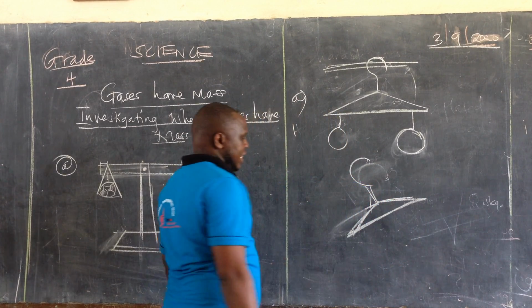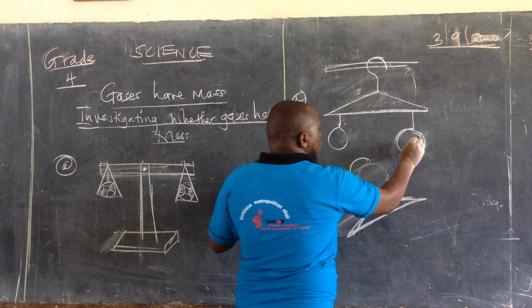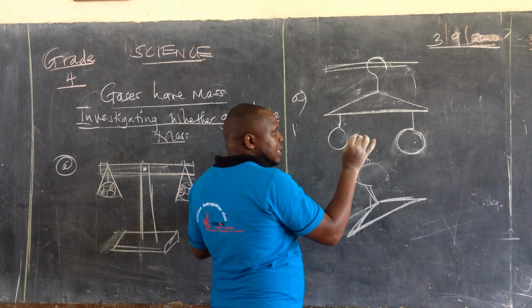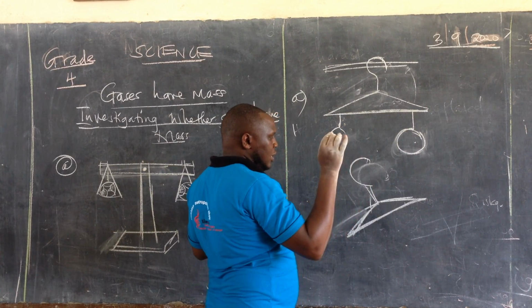Your two balloons again are there. Then you prick this one. What is to prick? Use a pin. Because it has air inside, you prick it, and this is what happens.